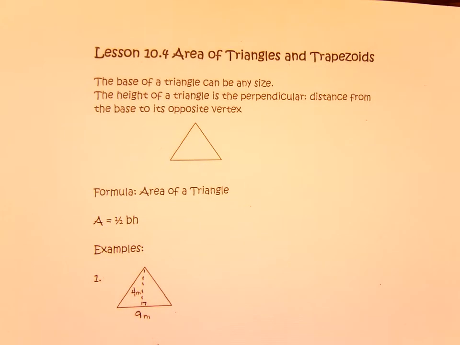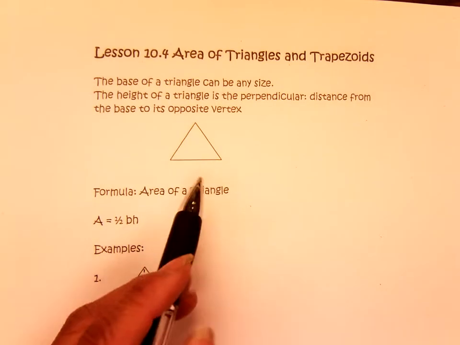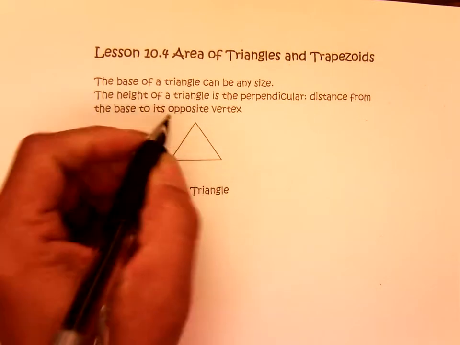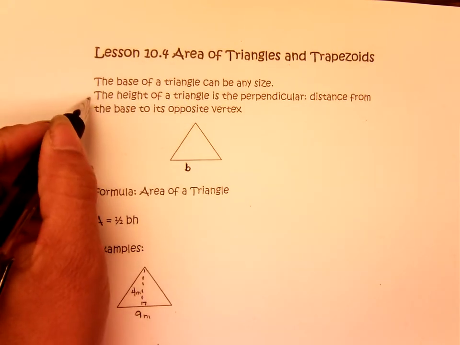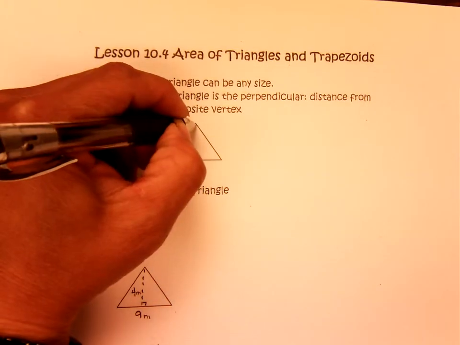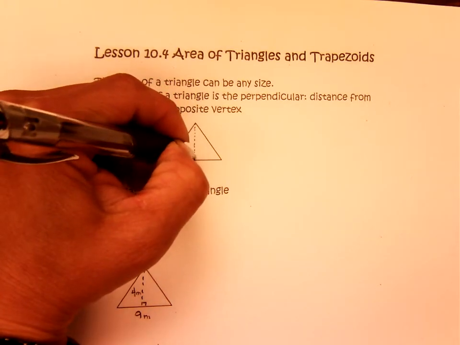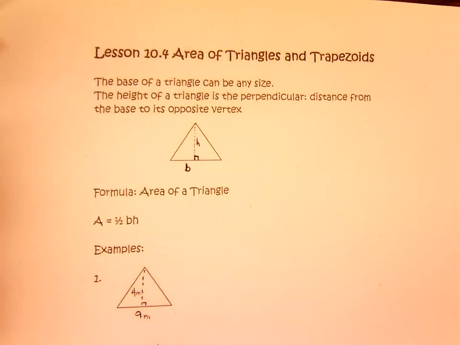Okay, so today's lesson is 10.4, area of a triangle and trapezoid. The base of a triangle can be any size. Looking at this example, this is a triangle, and you have the base on the bottom. The height of the triangle is the perpendicular distance from the base to its opposite. Perpendicular means it is vertical, straight up and down, and you will usually see a right angle. So this would be your height.